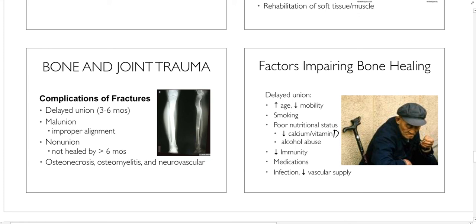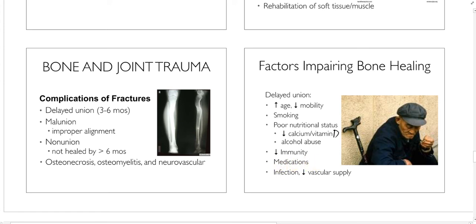There are a number of things that can impair our ability to heal bone. If we have a person who is older or has decreased mobility, they're not going to have as much stimuli or natural resources to promote bone healing. Smoking also tends to impair bone healing, as does poor nutritional status, like not having enough calcium or vitamin D, or if they use alcohol, which is going to reduce their nutritional status. If they have a decrease in immunity, they're going to be more susceptible to infection from having a broken bone, which would also impair bone healing.